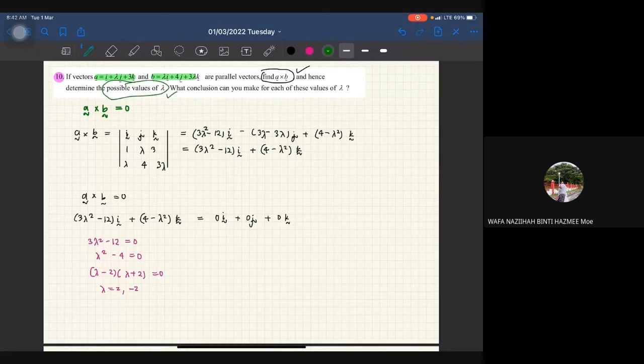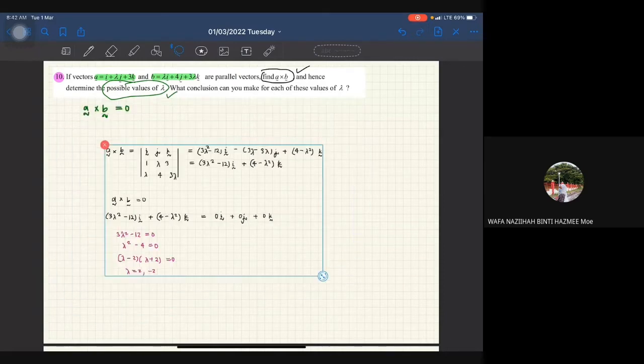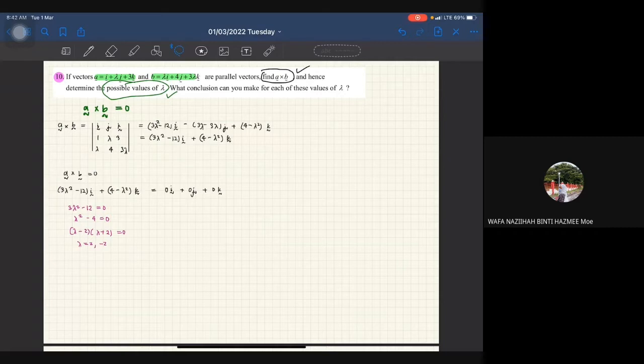Alright, and then soalan minta kita, what conclusion can you make for each of these values of lambda? Right, so let me kecilkan dulu this one. Okay, soalan minta kita buat conclusion pula. So conclusion yang kita boleh buat daripada sini sebenarnya, sekejap. Okay, so awak mesti masukkan nilai lambda yang awak dapat ni, lambda equal to 2 dengan negative 2, you need to substitutekan dia into this one dengan this one. Kita nak tengok apa kita punya vektor tu sebenarnya, apa kita akan dapat.